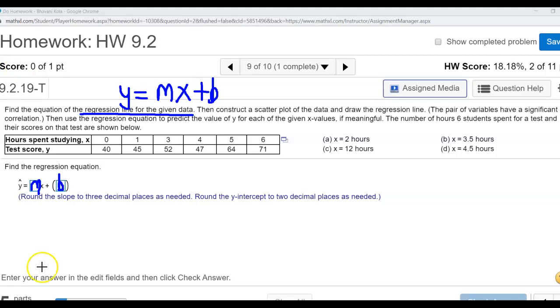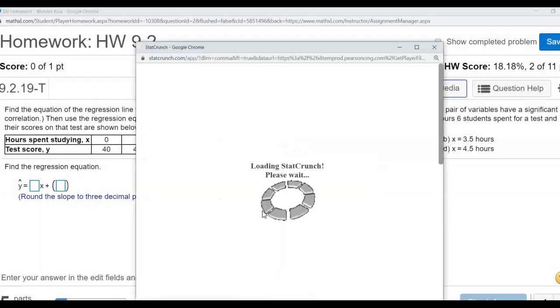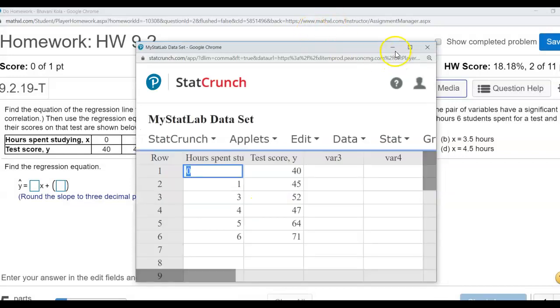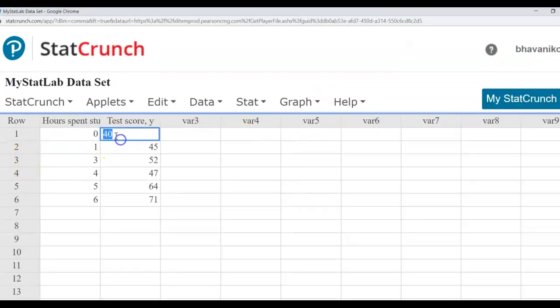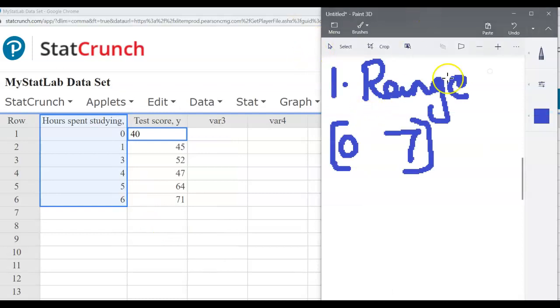First things first, please write down these steps. This is how I want you all to do it in the test as well. First things first, you're going to go ahead and open your data. Okay? And once you open your data, I want to go ahead and sort my data.